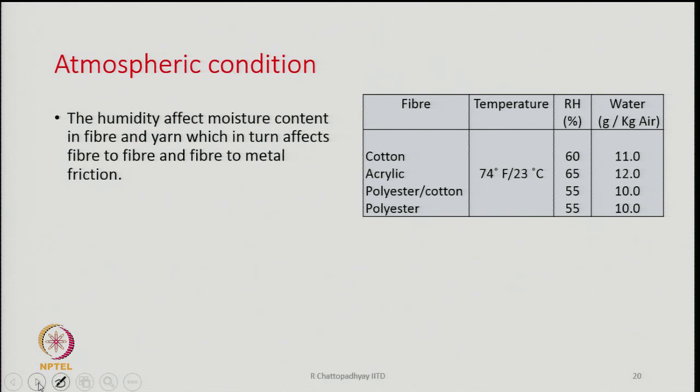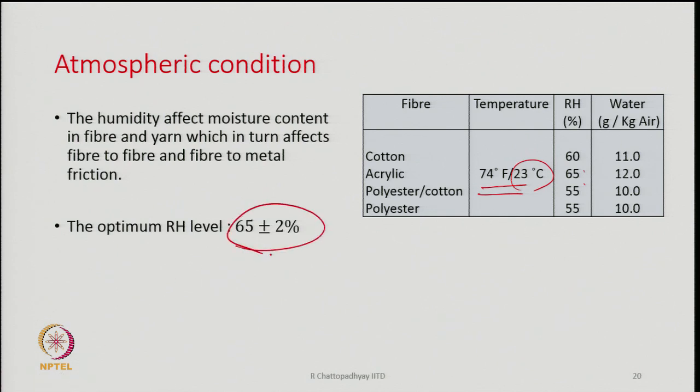Atmospheric conditions are also important. The different types of atmospheric conditions are stated here. Temperature should be around 23 degrees centigrade. If we can maintain it, it is good, and these are the typical relative humidities we should have for different types of fiber. Cotton, we need 60% relative humidity. The humidity affects moisture content in fiber and yarn, which in turn affects fiber-to-fiber and fiber-to-metal friction, and thereby it can affect end breakage rate. The optimum is this, 65 plus or minus 2%.